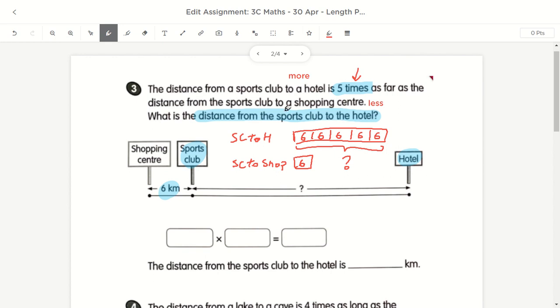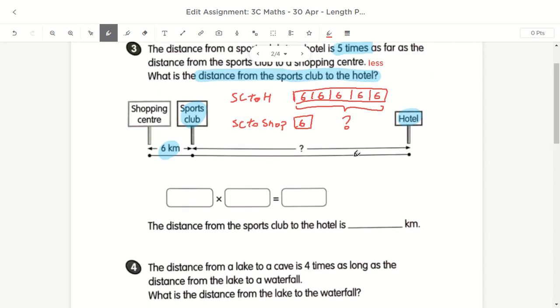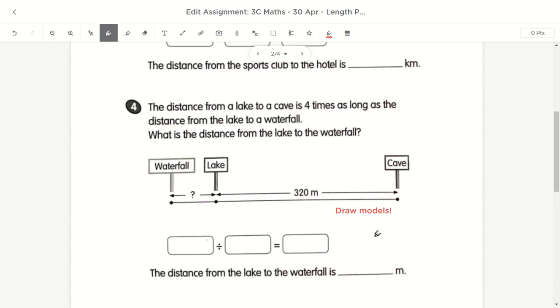I'm not going to solve it for you. I think it's quite straightforward how you're going to get the distance from the sports club to the hotel. This question mark, you solve it yourself. Same thing for this. I'm not going to show you how to draw the model. This is exactly the same type of question, just in the opposite way. I want you to draw the models for me and see how you can solve the question.